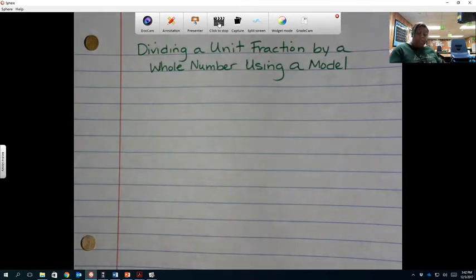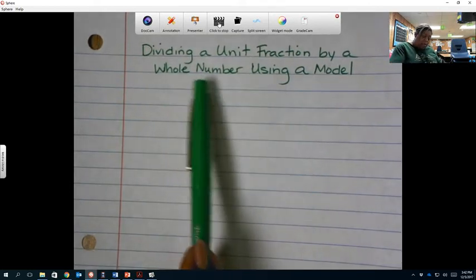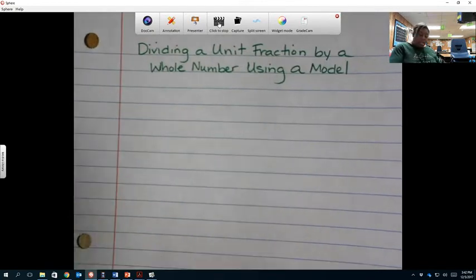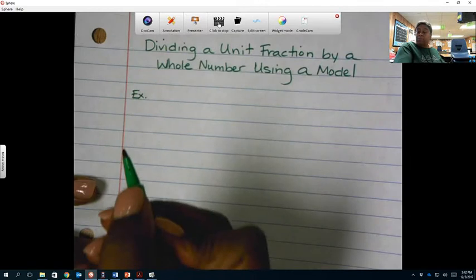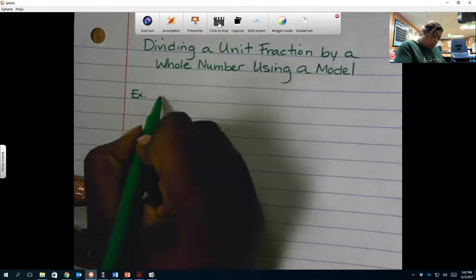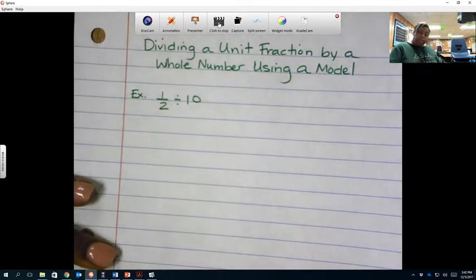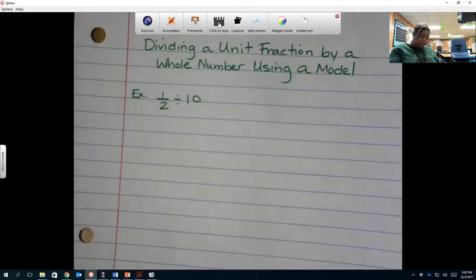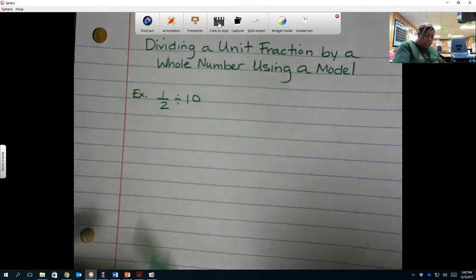This is your daily math recap, and we will be dividing a unit fraction by a whole number using a model. So the example that I'm going to do today, make sure I'm still in view, is 1/2 divided by 10. Now, as I spoke about earlier in class today, in order for us to show 1/2, we have to start with a whole.